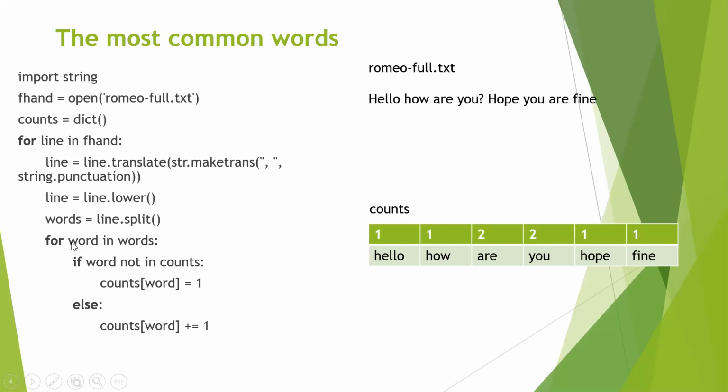Now for creating this, you have this for loop. So for each word in the list of words, if the word was not in counts already, if I have not considered that word already in this dictionary, then I can say counts[word] = 1, which means that the word is occurring for the first time. So initially hello is occurring for the first time, I make the count of it as 1. How is occurring for the first time, I make the count of it as 1. R, I'm seeing R for the first time, I'm making the count of it as 1.